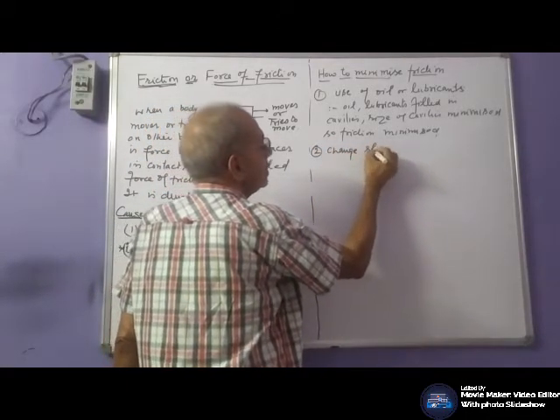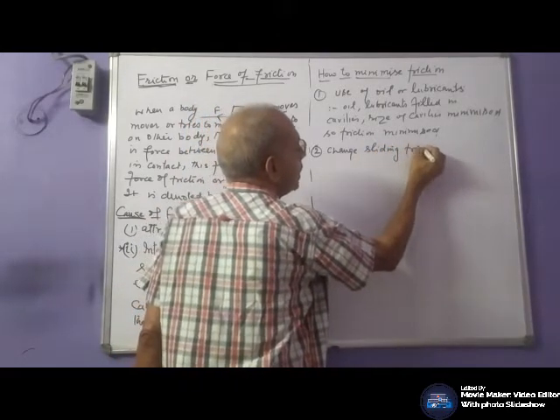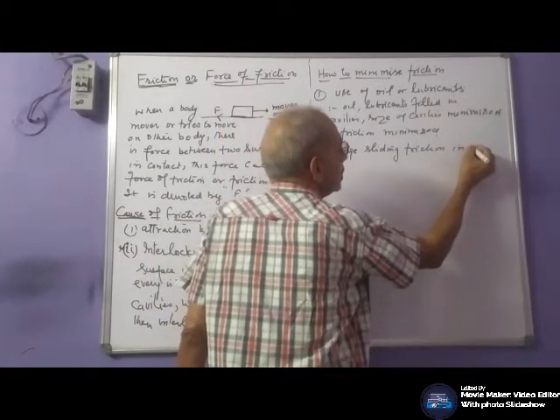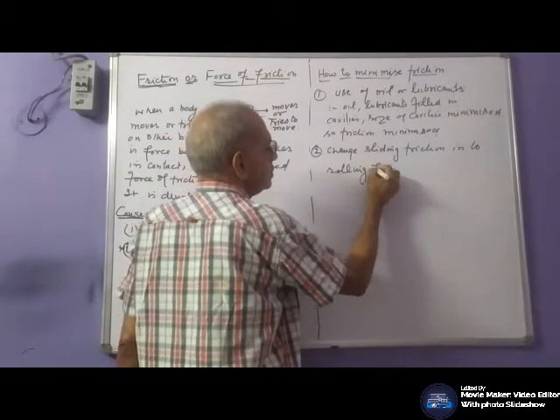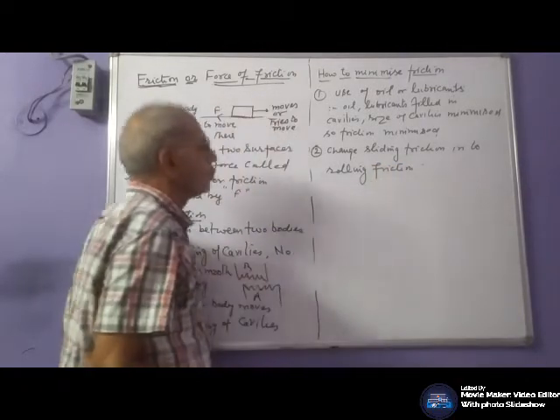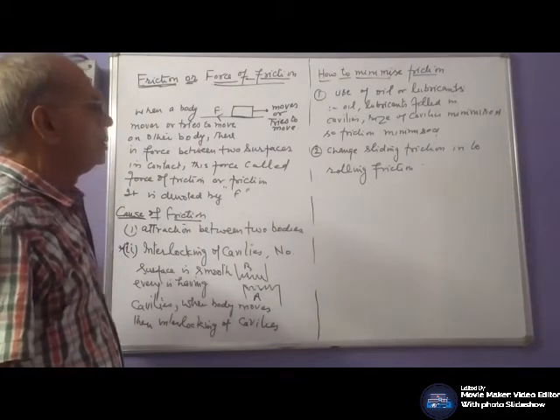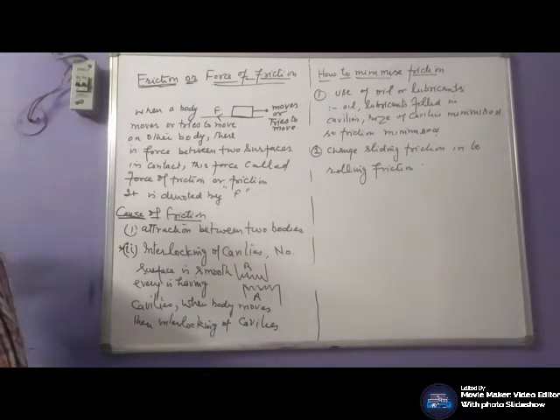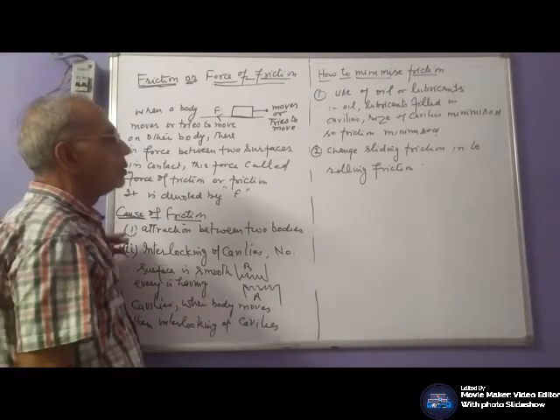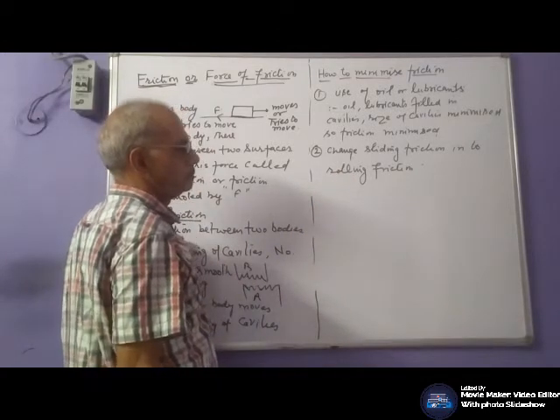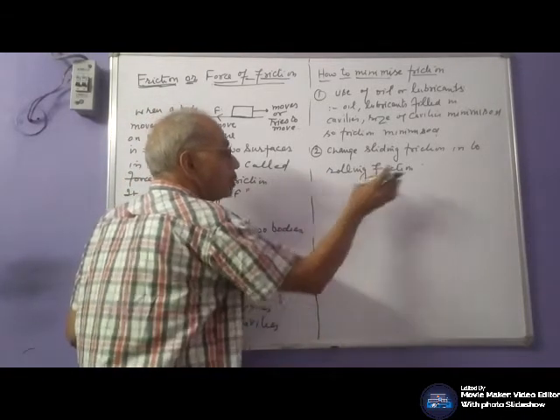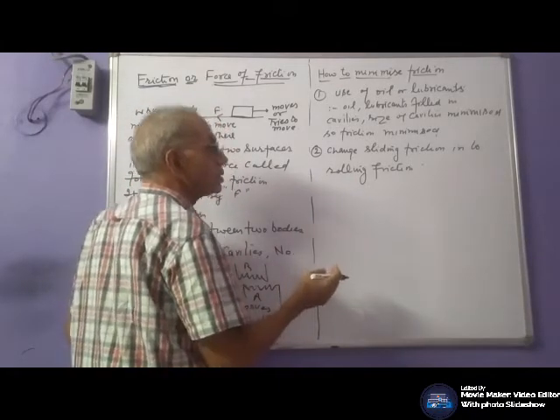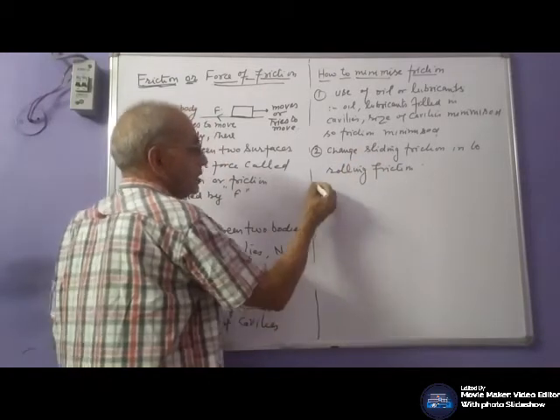Change sliding friction into rolling friction. Then again friction is minimized. We are pushing a car. Imagine the force applied. Now remove the wheels, then push that car. Imagine the force. This means when there is rolling, the friction is less.